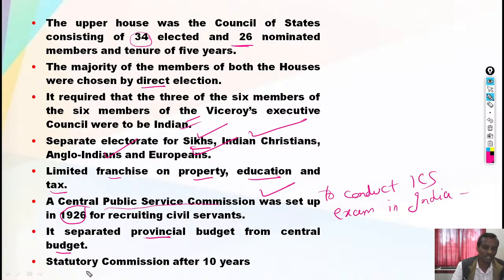And a statutory commission after 10 years to review the working of this Act.